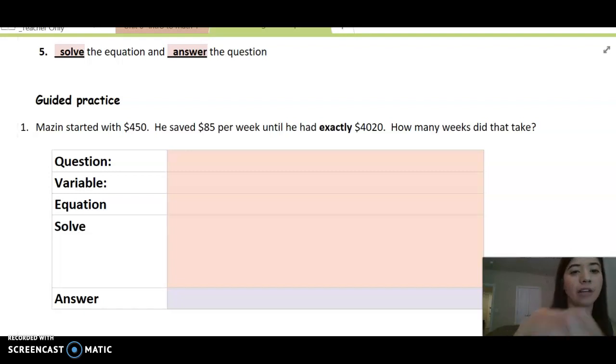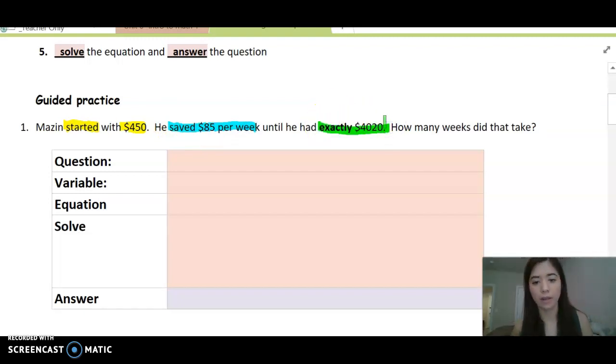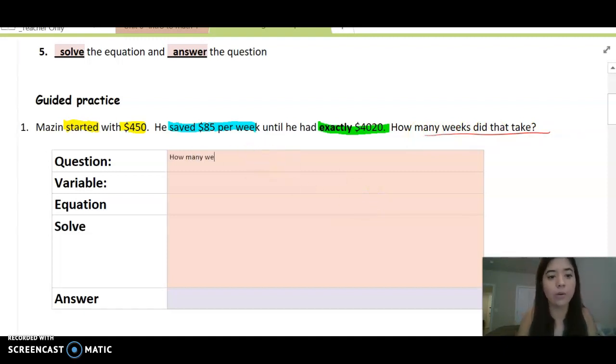So I'm going to highlight some things here. Number 1, started with $450. Number 2, saved $85 per week and then had exactly $4,020. So those are the 3 known pieces of information that we have. And then you can probably see already the question right here. So I'm going to just rewrite that into the question. So the question is, how many weeks did it take to save $4,020?